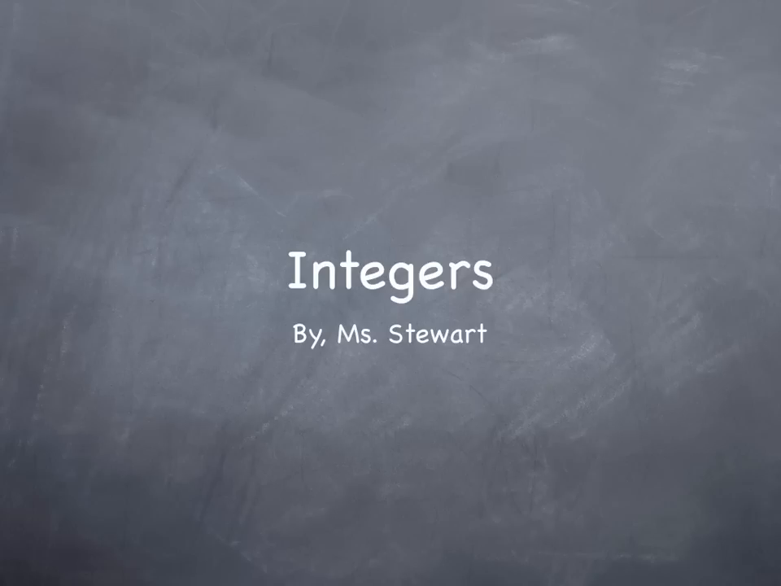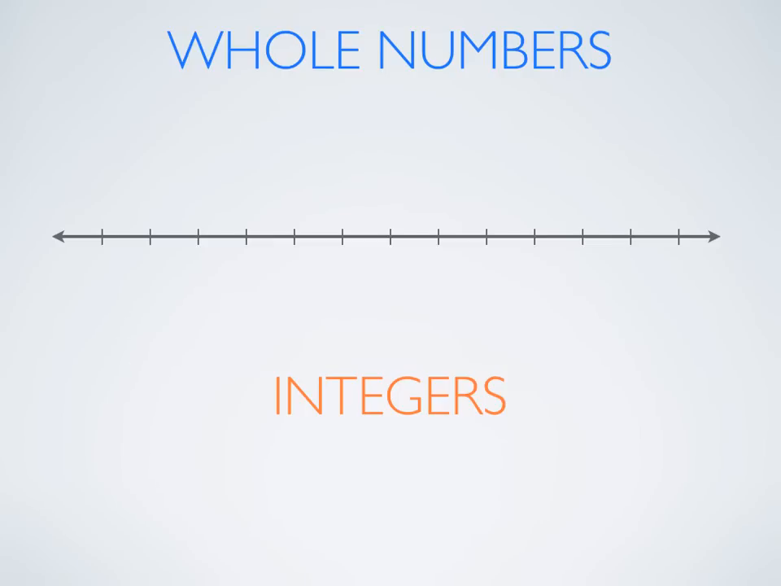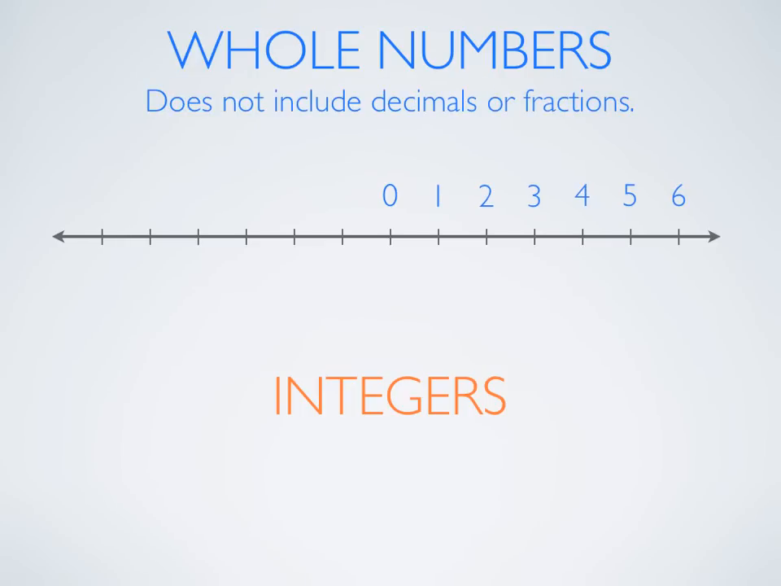This video is on integers. So let's start by talking about the difference between whole numbers and integers. Now, whole numbers are the numbers you've been working with up until this point in math. They're all the positive numbers, 0, 1, 2, 3, etc. They don't include decimals or fractions, though. So whole numbers are only exactly what they're saying, those whole numbers.